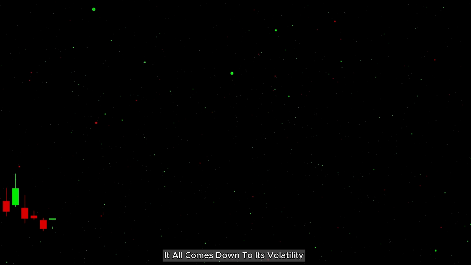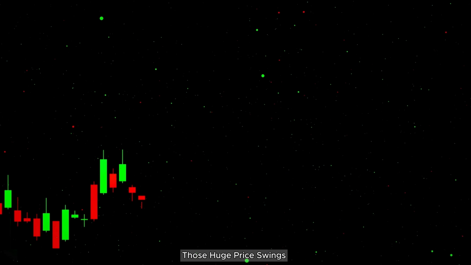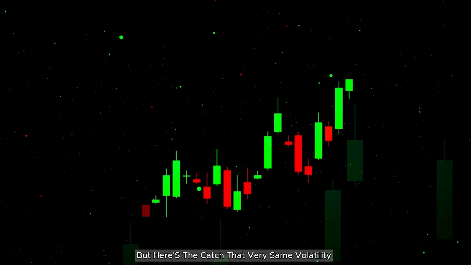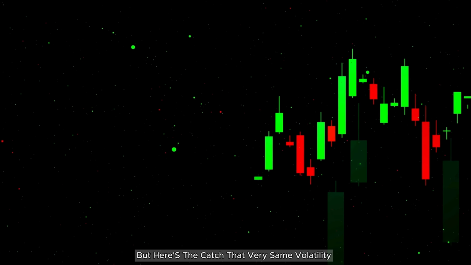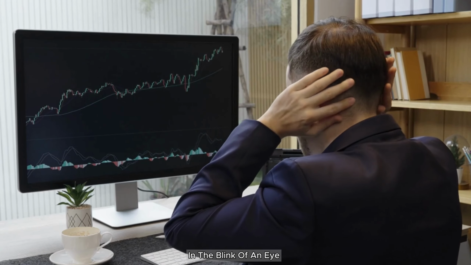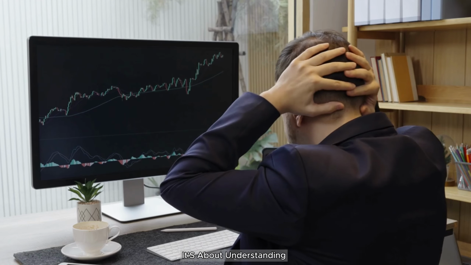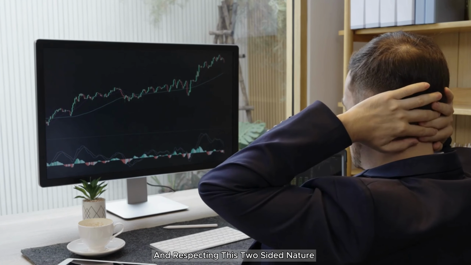It all comes down to its volatility. Those huge price swings, well, they create incredible opportunities for profit. But here's the catch. That very same volatility can wipe out an unprepared trader in the blink of an eye. The key to succeeding isn't avoiding the risk, it's about understanding and respecting this two-sided nature. To guide you through this, we've laid out 5 essential steps.